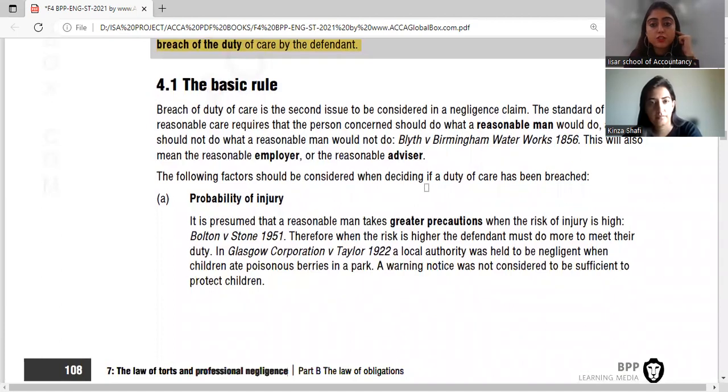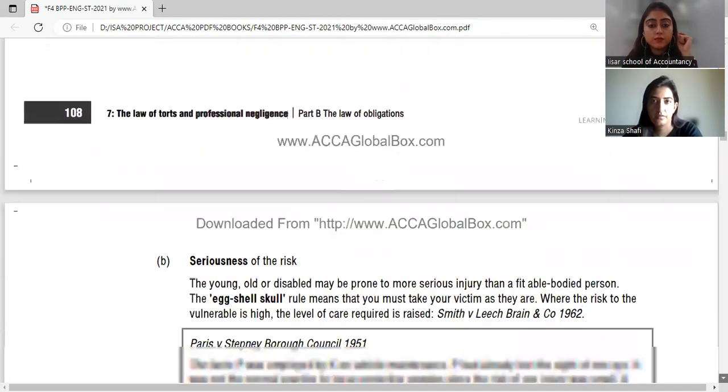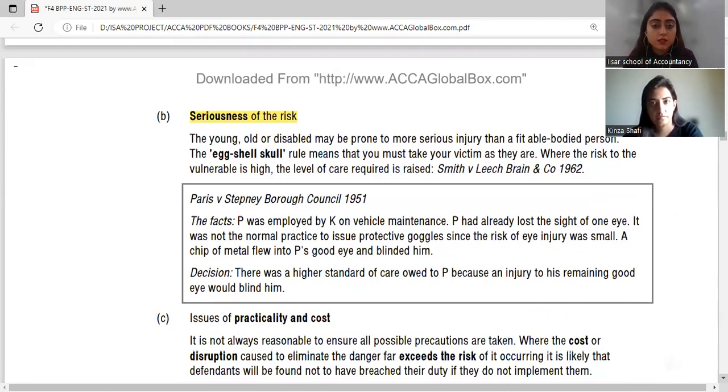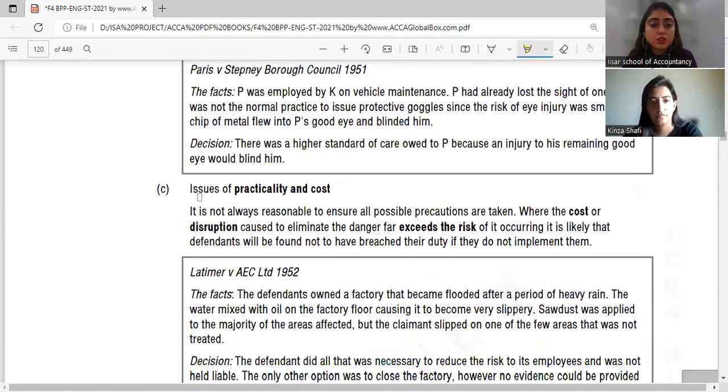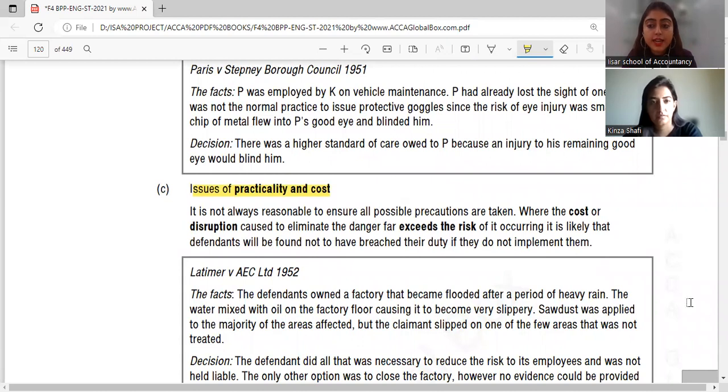The basic rule: the following factors should be considered when deciding if a duty of care has been breached or not. Number one, probability of injury. Was there any probability that the claimant would get injured? Number two, seriousness of the risk. How serious was the injury, or how serious could the injury get? Third, issues of practicality and cost. Of course, you would be checking that in order to take the precautions.